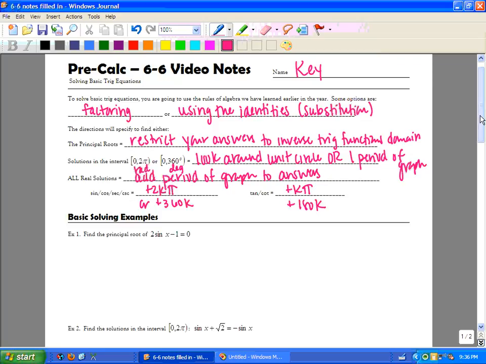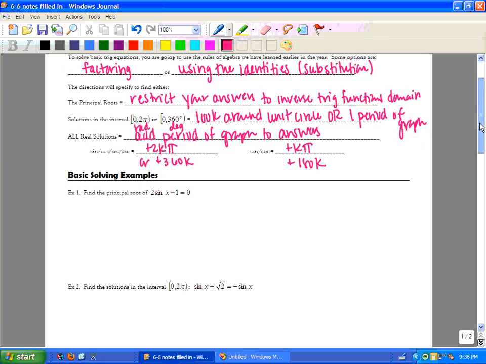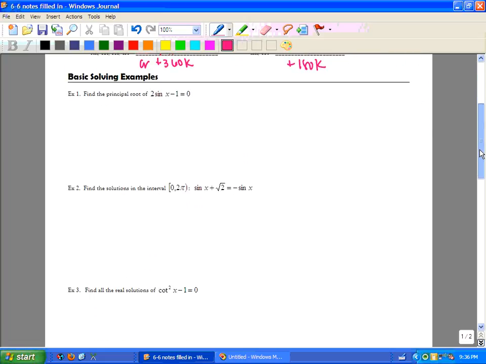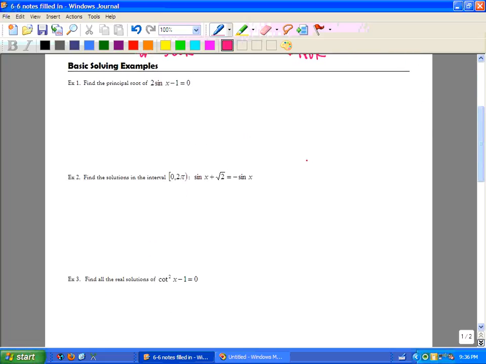So just a quick basic solving example here. If you have to find the principal root of 2 sine x minus 1 equals 0. First of all, that minus 1 is not in parentheses with the x, so it is free to move to the other side. And we're trying to get the x by itself, so we'll divide by the 2.